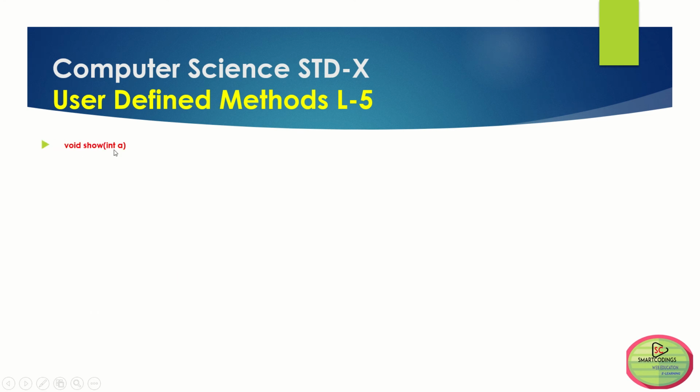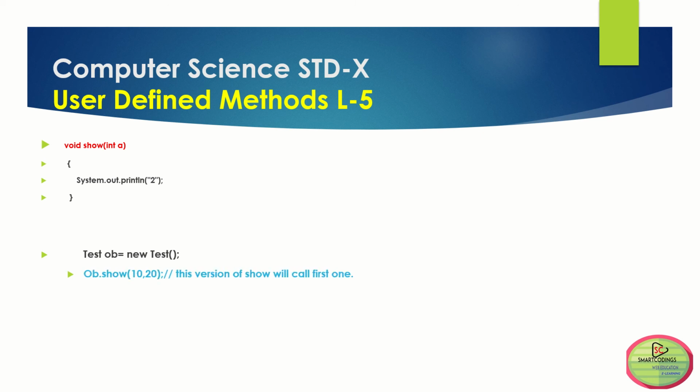The first show method has two parameters. In the second show method, one parameter is being passed here. It is printing 2. Now from the main method, I have not written it here, just to show you, from the main method we create an object of the test class. As you can see here, test ob equal to new test. Now we'll call ob dot show.